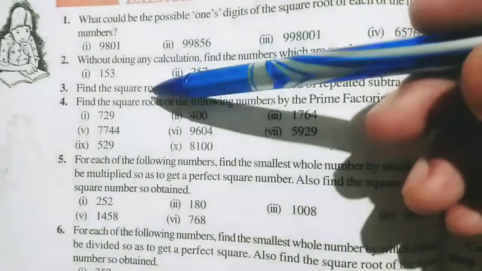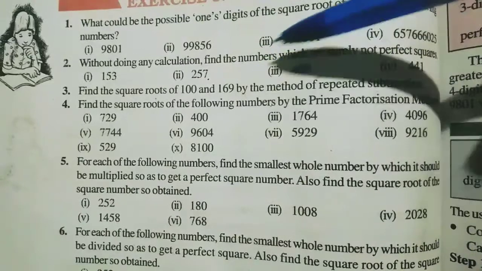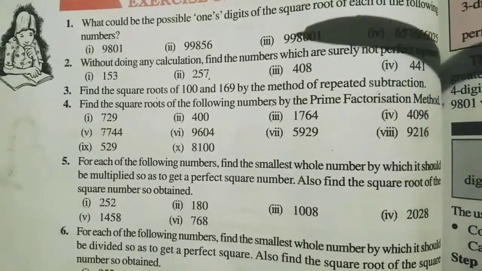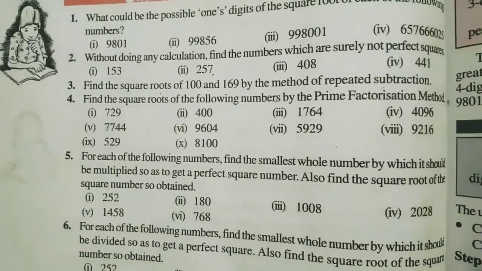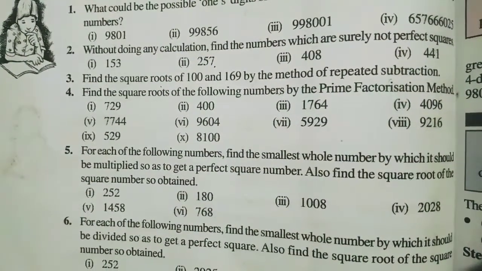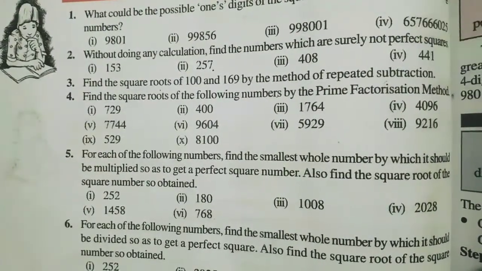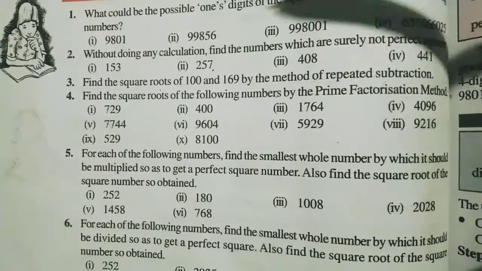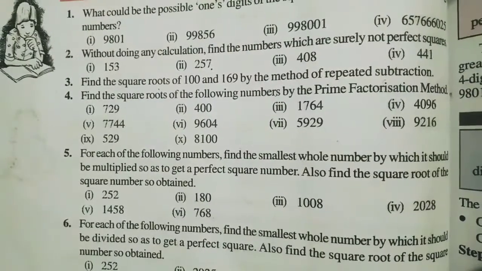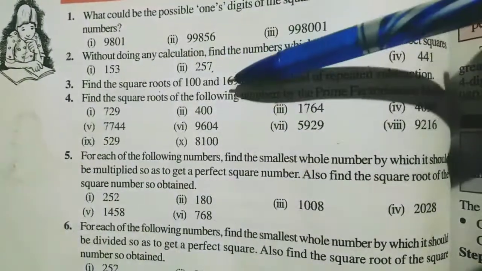Now question number 3, find the square roots of 100 and 169 by the method of repeated subtraction. Okay, I have explained repeated subtraction in the last video. I hope all of you have watched it. I explained how to find the square root of any number. There were two methods given: one was the repeated subtraction method and another was the prime factorization method. So by the repeated subtraction method, you have to find the square root of 100 and 169.